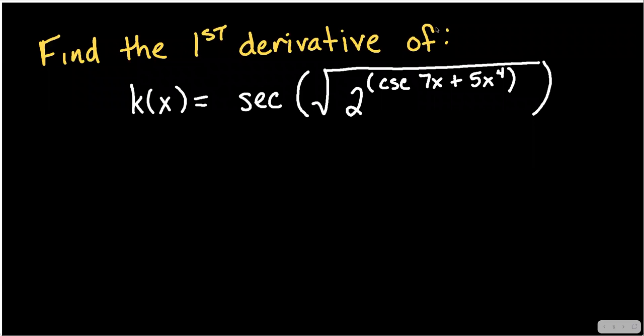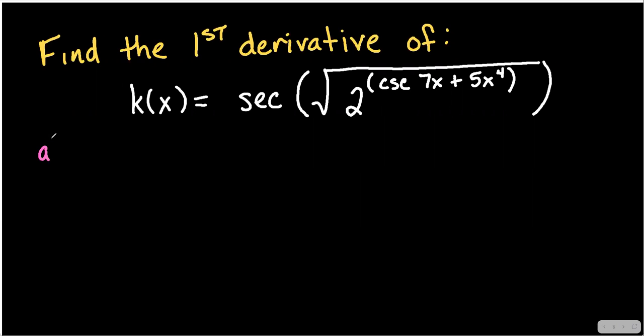Okay, we're being asked to find the first derivative of a function that's really a secant function, but it's working on the square root of 2 raised to cosecant 7x plus 5x to the fourth. So this is a pretty complicated problem. It has multiple things going on. And so I'm going to approach this in layers.